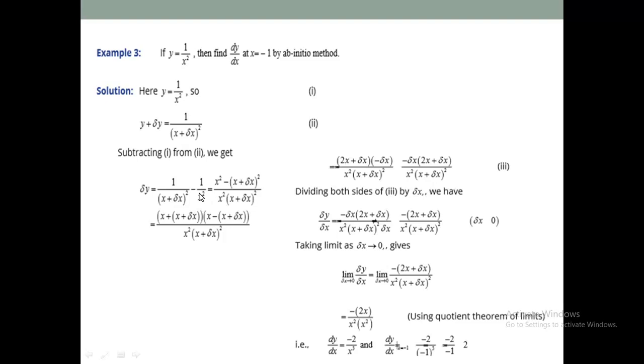square, taking LCM, and on the numerator we apply the formula a square minus b square is equal to a plus b and a minus b. Simplify these values, taking delta x common, and this delta x cancels with this, and taking the limit. And now to find dy by dx at x equal to minus 1, we put x equal to minus 1 at the end and find the answer.